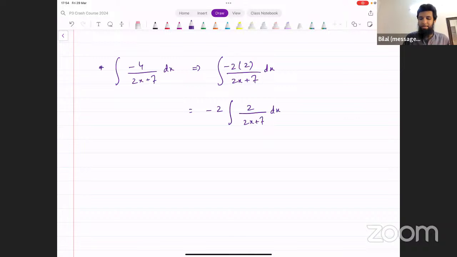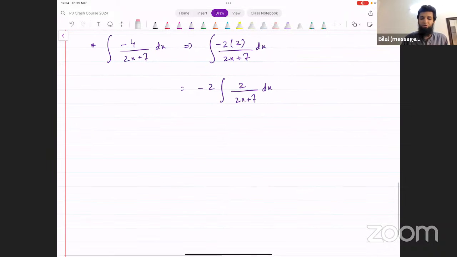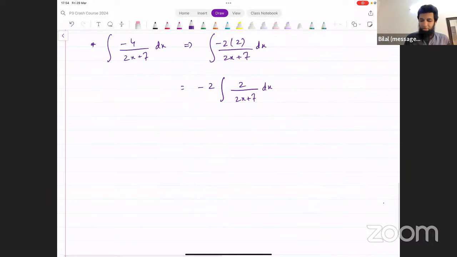And now the part inside the integral follows that condition. Numerator is the derivative of the denominator. All right. Now you could jump from this step to this step directly. It's not necessary for you to show this. I've just done this to make sure that you understand what we're doing exactly. This was a constant. We can just write that outside like this. Now this form is that form. Numerator is the derivative of the denominator. So what does the integral become? It becomes minus 2 into ln of 2x plus 7 plus c. That is the result that you get from this. Make sense?